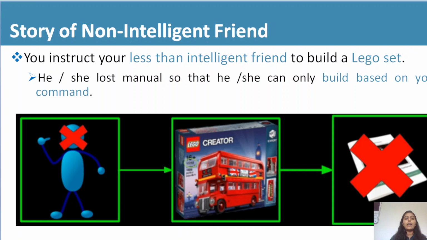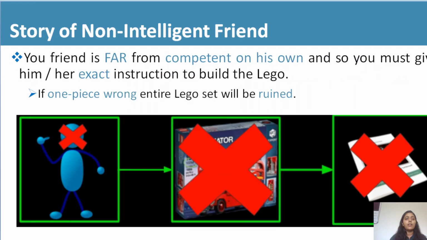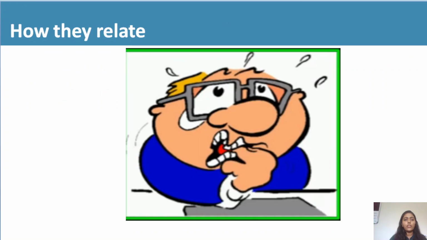Story of a non-intelligent friend. You instruct your less than intelligent friend to build a Lego set. He or she lost the manual, so he or she can only build based on your commands. Your friend is far from competent on his own, and so you must give him or her exact instructions to build the Lego. If one piece is wrong, the Lego set will be ruined.